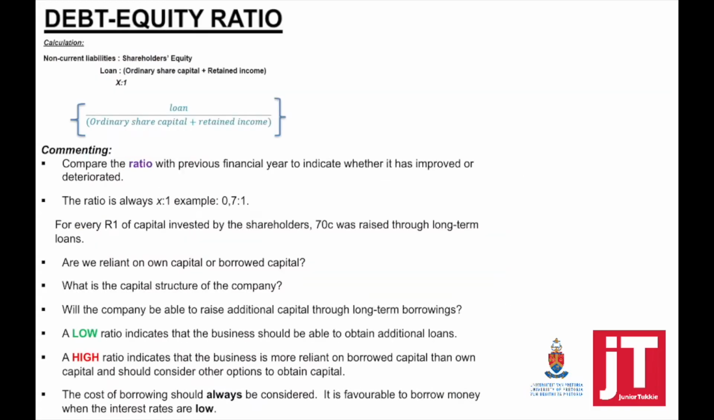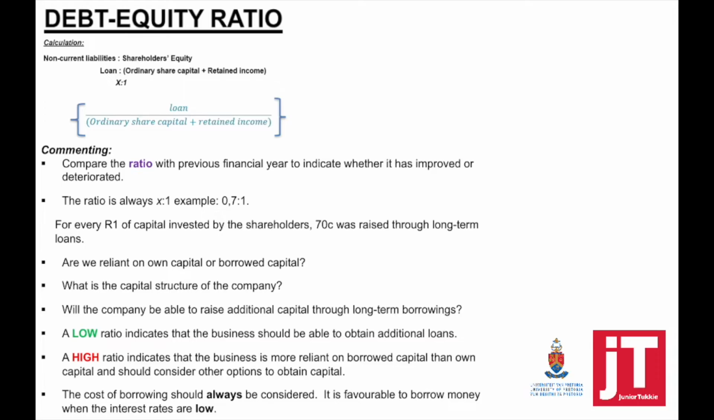When we look at the debt equity ratio, this is my non-current liabilities divided by the shareholders' equity. Again, the shareholders' equity consists of the ordinary share capital plus the retained income note. This must always be expressed as a ratio, and it's always x:1. When we're commenting on this, we say, for example, if it's 0.7 to 1, for every 1 rand of capital invested by the shareholders, 70 cents was raised through long-term loans.